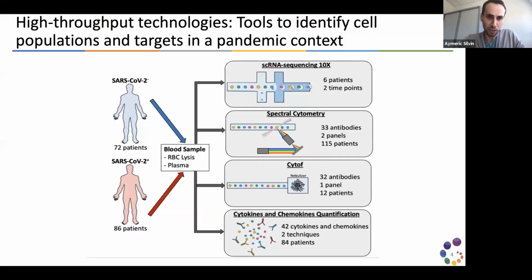In order to explore what was happening between infected patients and non-infected patients, but with flu symptoms, we managed to perform single-cell RNA-seq on 6 patients. We also performed spectral cytometry on 115 patients. We performed CyTOF only on 12 patients due to the time-consuming experiment. And finally, we also performed cytokine and chemokine quantification on 84 patients.